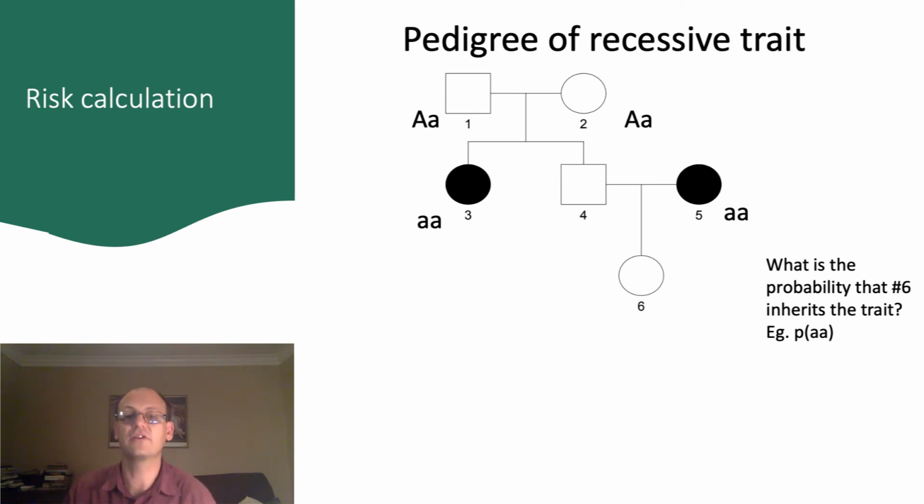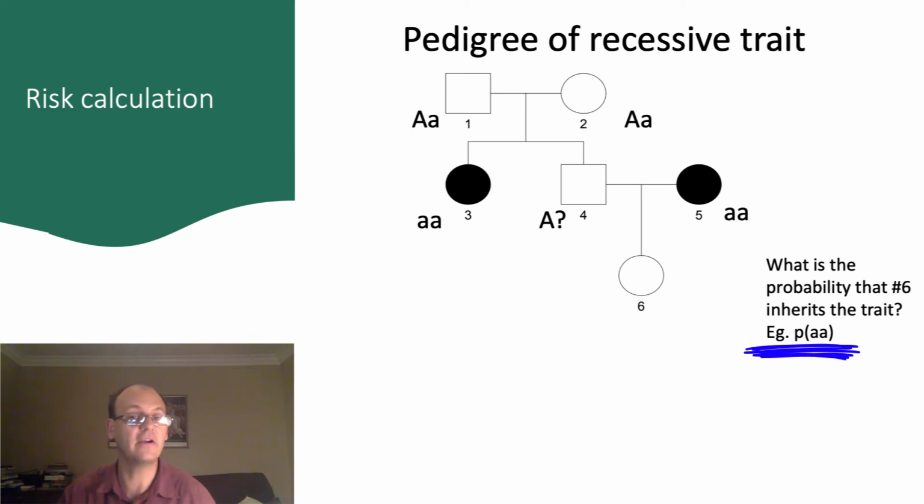We need to figure out the genotype of individual number 4. We know that he must have at least one dominant allele, but we don't know what the other allele is. Since we're interested in the probability that number 6 is affected, we want to know what the probability is that she is a homozygous recessive.